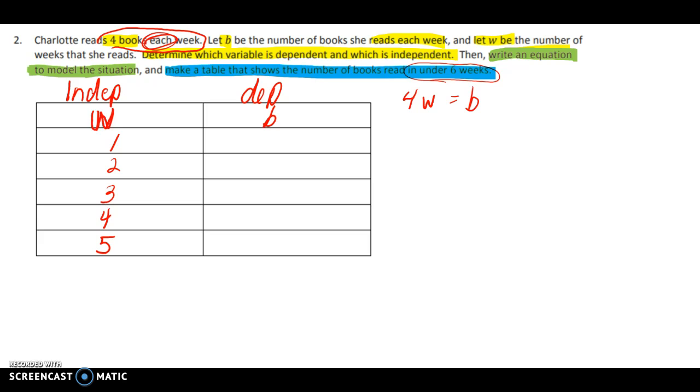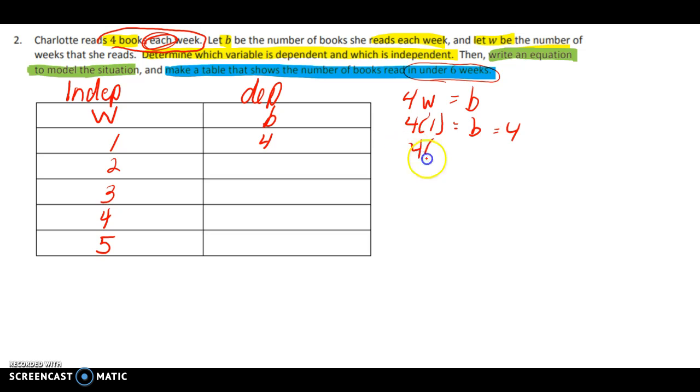Remember, the total books read is all dependent on how many weeks that she read. Let me erase that. There we go. We're going to put a better W. So now all we need to do is substitute our W value into our equation and then solve. So here we have 4 times 1 equals B. Well, here, B equals 4. So at week 1, because she reads 4 books a week, she's read 4 books.